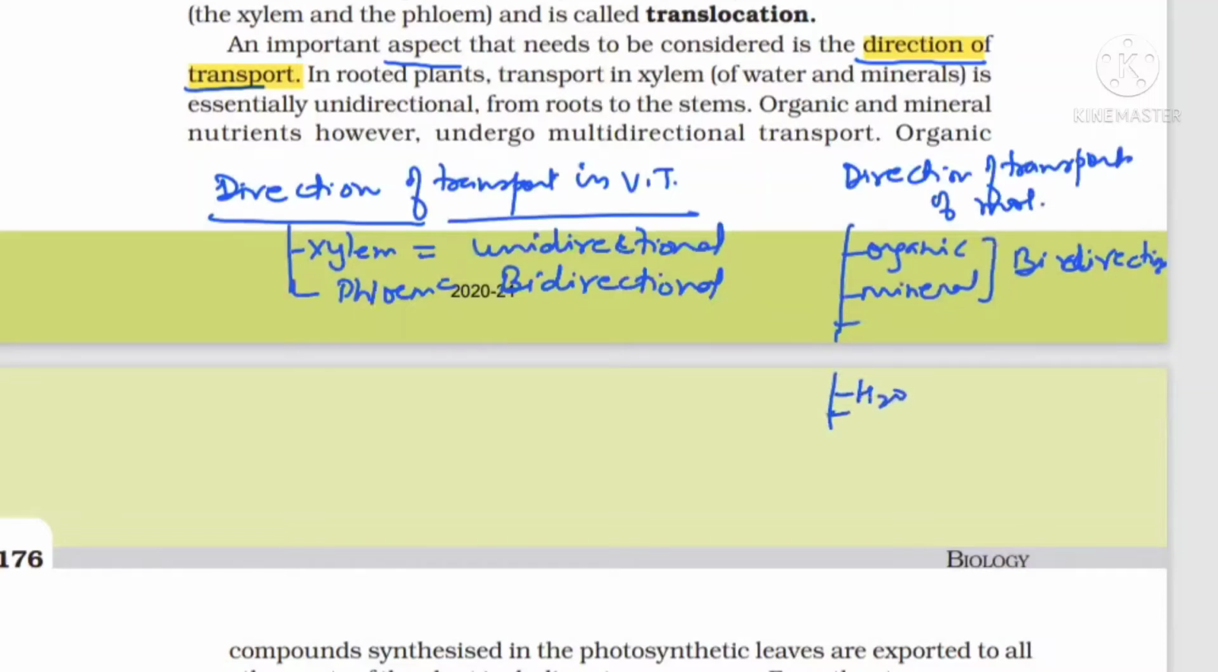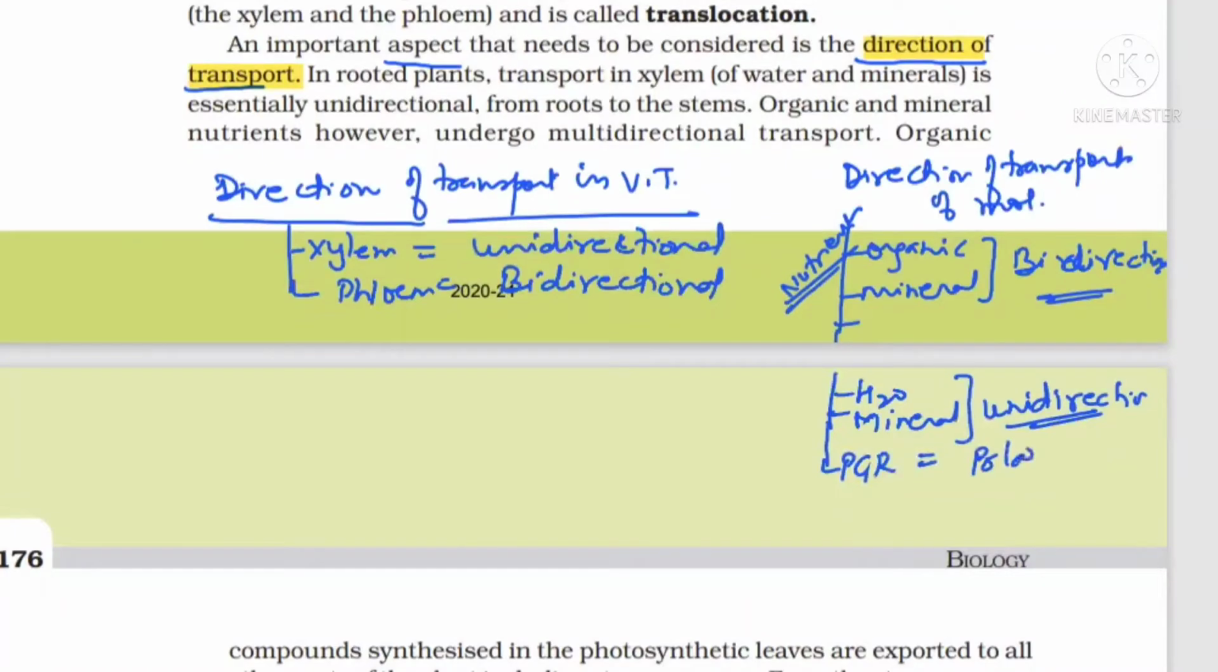Water and minerals, they are going unidirectional through xylem. Now please focus on the board carefully. These all are nutrients. I'm writing organic nutrient and mineral nutrient. Bidirectional transport is going on, but for water and mineral ions, unidirectional transport is going on. And third is the PGR, plant growth regulator, which is in a strictly polarized manner.